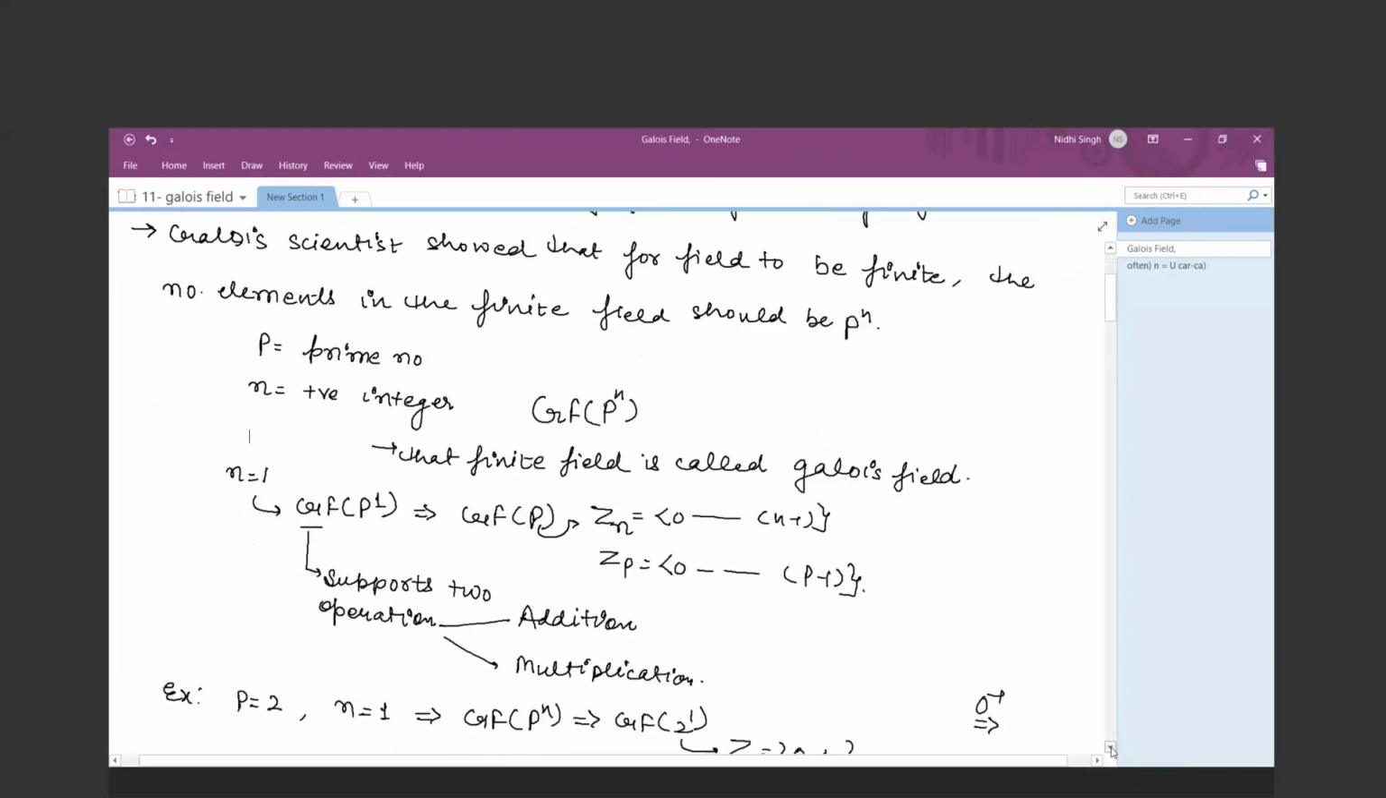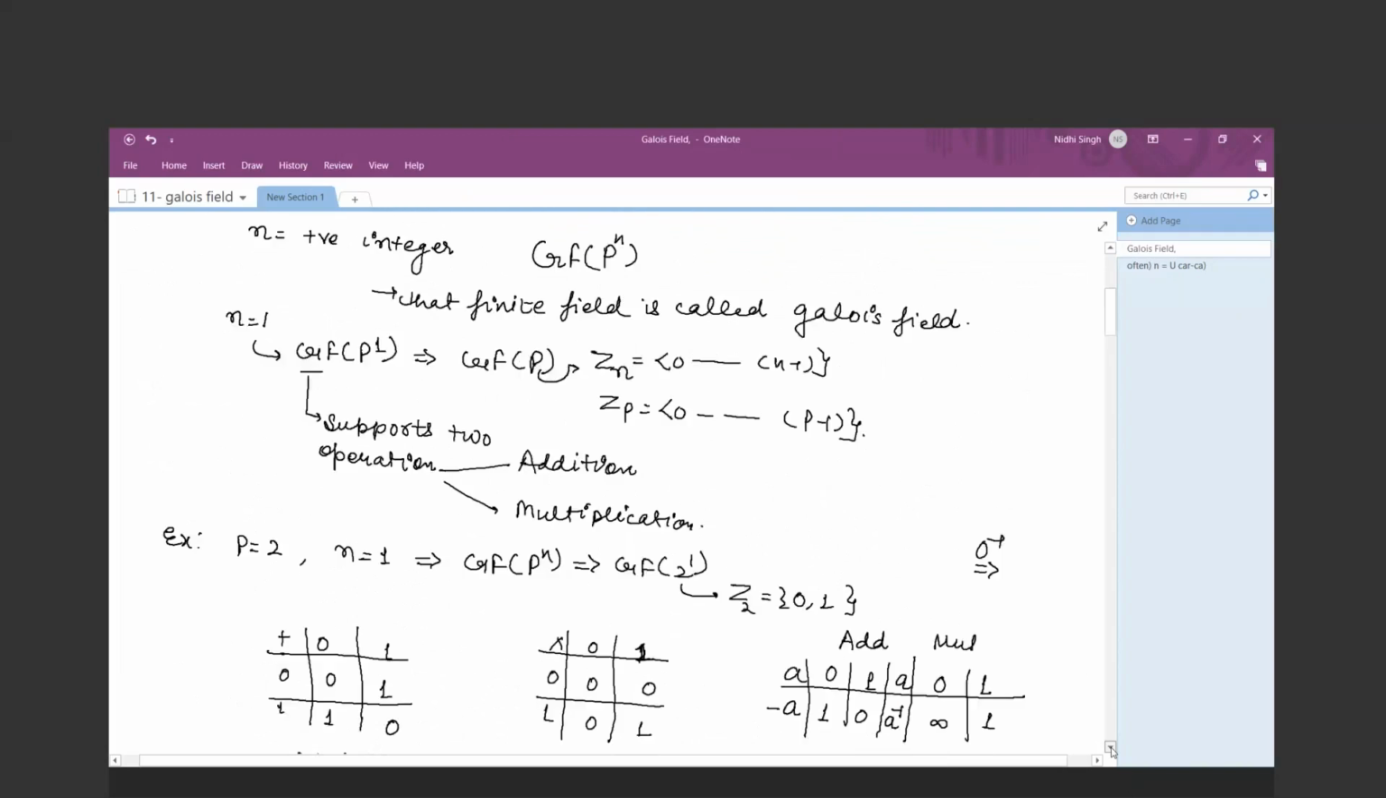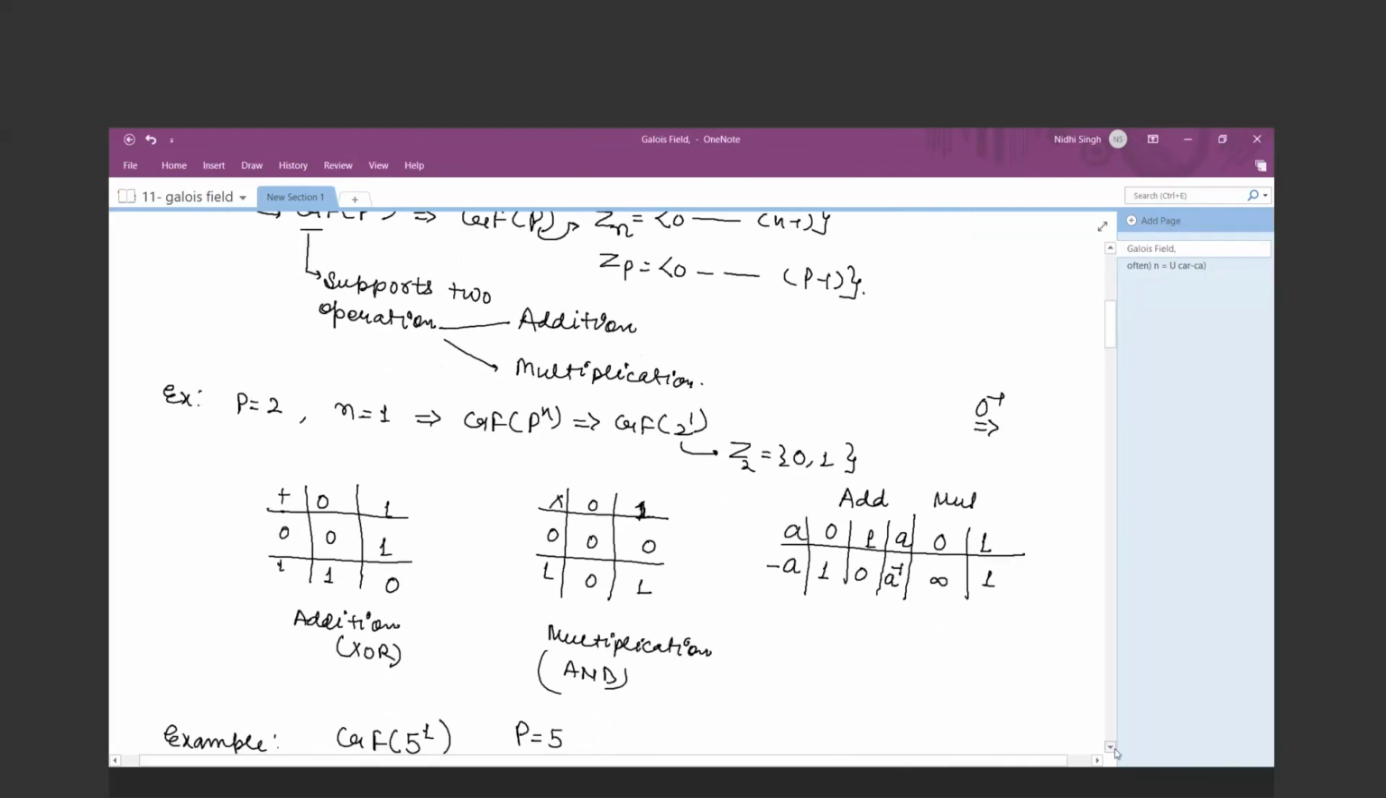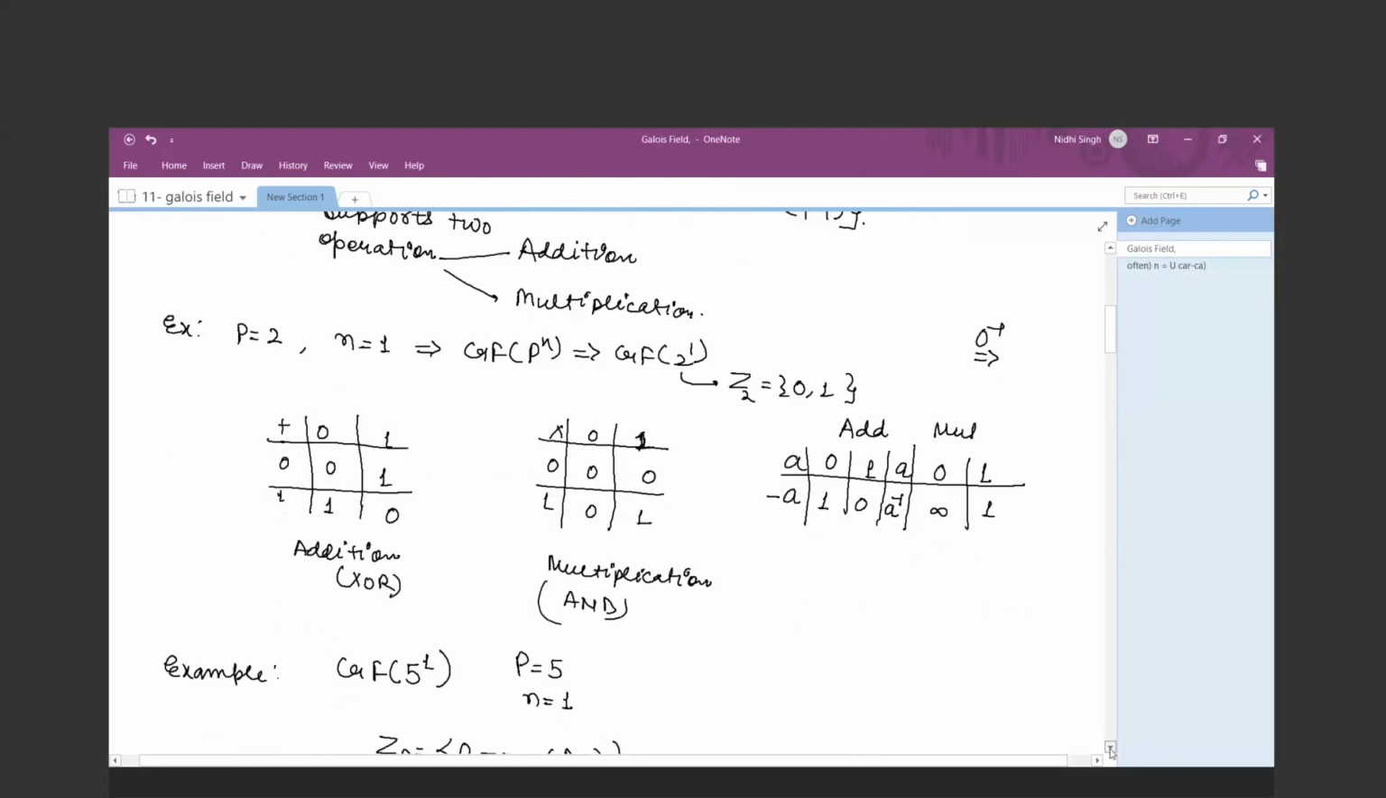So there are two operations associated with the Galois field. The first one is addition and the second one is multiplication. So for the addition, the term is simple. If there are two numbers only, in terms of binary they are 0 and 1. So whatever addition you have performed, you have to perform only the XOR, and in the multiplication, you have to perform the AND operation.